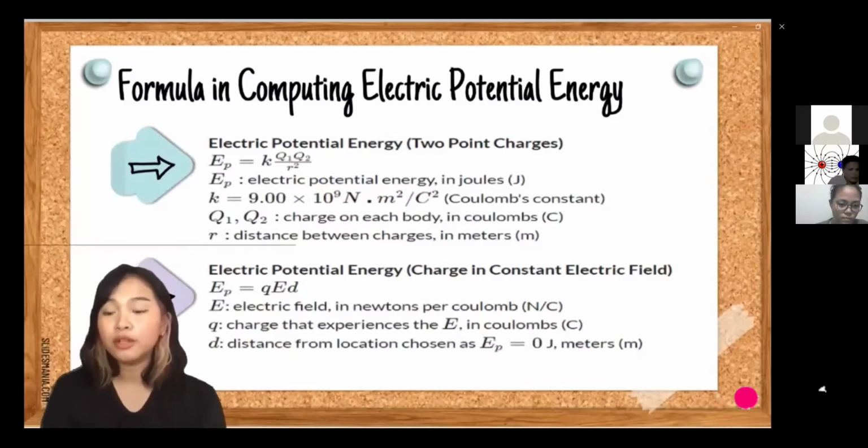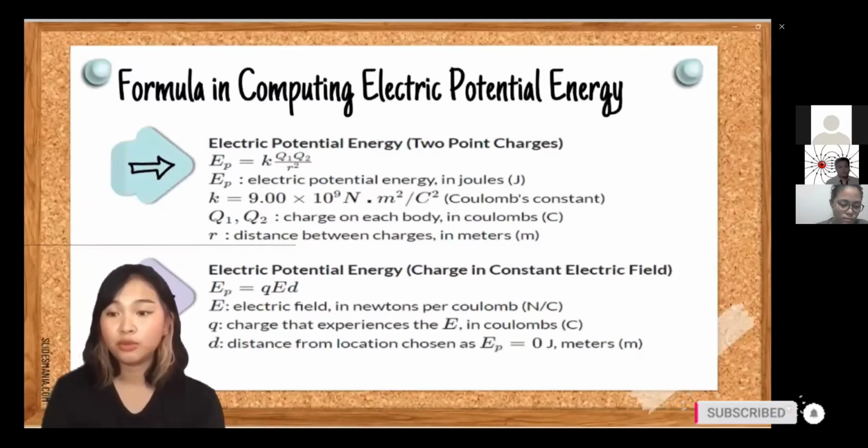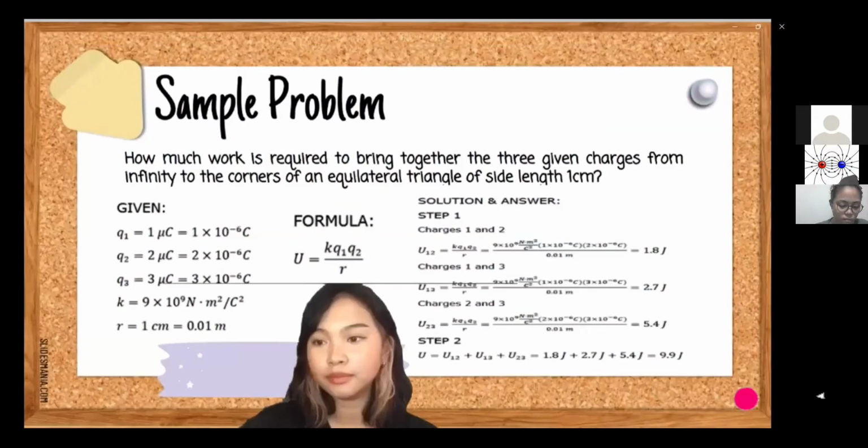For the second formula, for finding the potential energy in a constant electric field, the formula is EP equals QED, where E is the electric field in newtons per coulomb, Q is the charge that experiences the electric field in coulombs, and D is the distance from the location chosen as EP equals 0, in joules per meter.